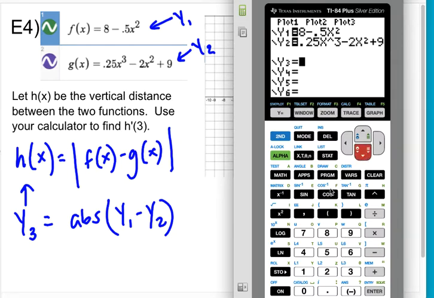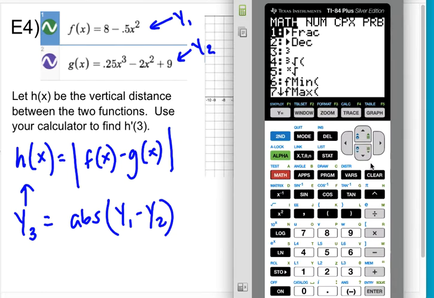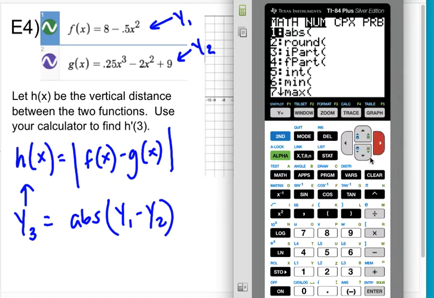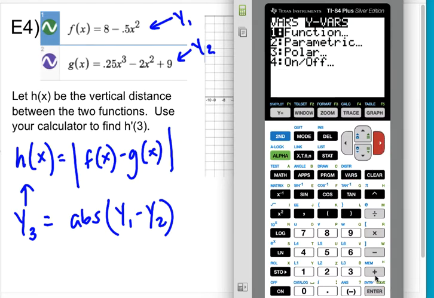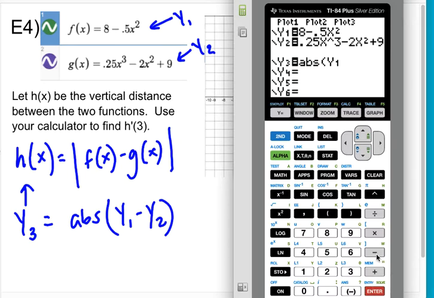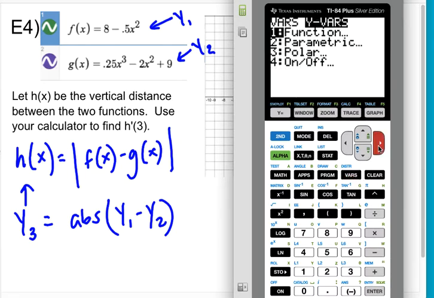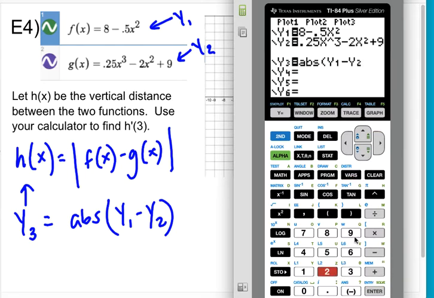And then in y3, I'm going to go to math. I'm going to go to number and pick 1, which is absolute value. Then I want vars, so I go to vars over to y vars. I want y1 minus vars over to y vars, pick function y2. And that's going to give me my h.